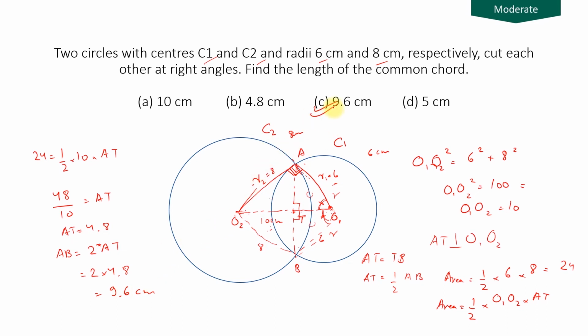So few important concepts were used here. One was to identify congruent triangles. The other was that a line from center to a chord which is bisecting the chord is also perpendicular to the chord. And the other was the use of Pythagoras theorem when we know that there are some 90-degree angles created in a diagram. So we used Pythagoras theorem and the area of triangle to find out the length of AT.